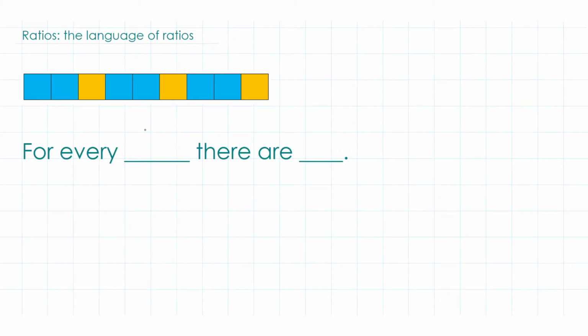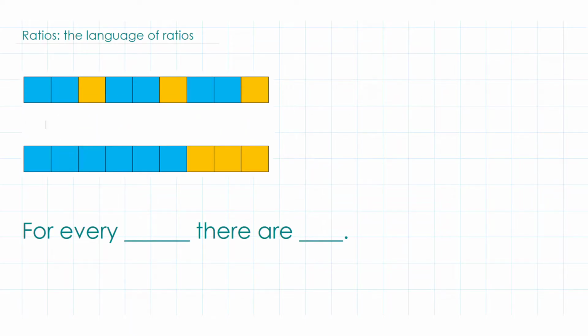Now we could also use this language to describe the same rule. For every, there are. That is the language of ratios. And when you're using ratios and thinking about ratios and describing them, I really want you to use the language of ratios. I think it really clarifies what we mean and what we're talking about. So here I would say, for every 2 blue cubes, there's 1 orange cube. Hope you can see that.